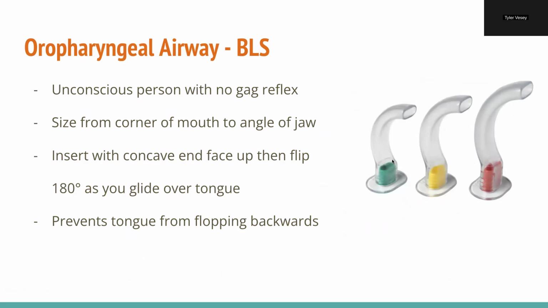And when we say we're going to insert with the concave side up, we talk about this side that's right here. We're going to point that to the roof of the mouth, and as we glide over the tongue, we flip it. This is going to prevent our tongue from flopping backwards. Remember just in pediatrics that we are going to put this concave side on the side of their mouth and then flip as we glide over the tongue. Again, tongue, number one common airway obstruction in unconscious patients.